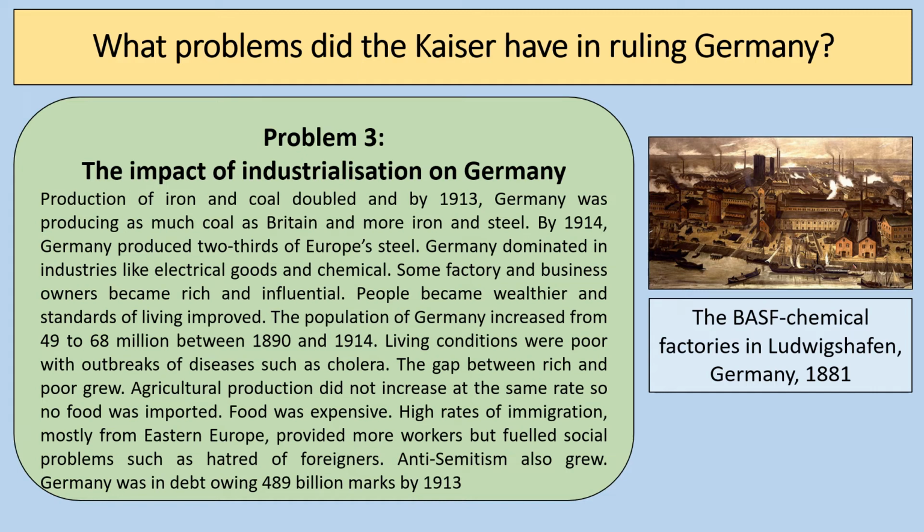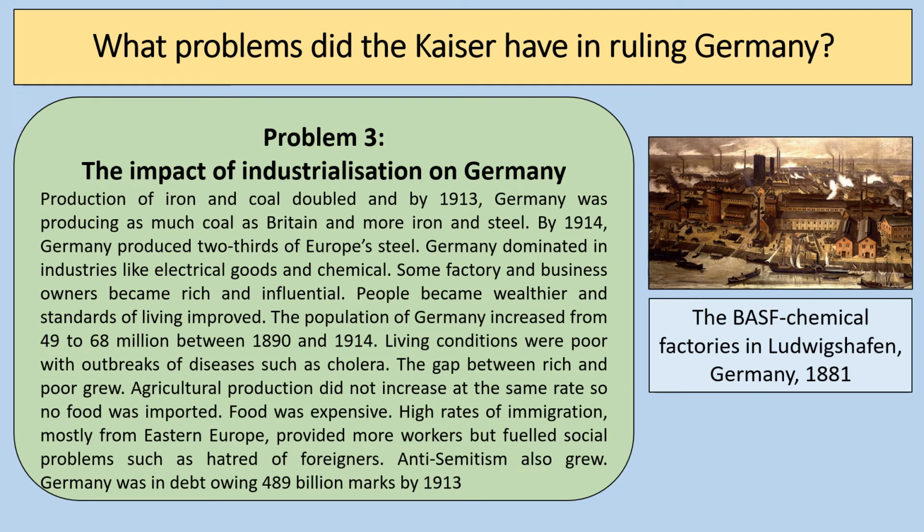Factory and business owners were becoming rich and influential. Standards of living improved, and as we've seen, the population of Germany increased between 1890 and 1914. Now, this population increase created pressure. Living conditions were poor. There were outbreaks of disease within the city, such as cholera. The gap between rich and poor was growing. Agricultural production did not increase at the same rate, which meant that food had to be imported, and that led to high food prices, which created some real poverty.